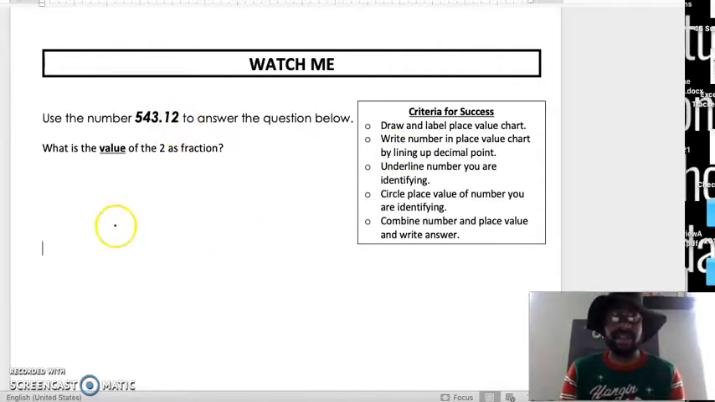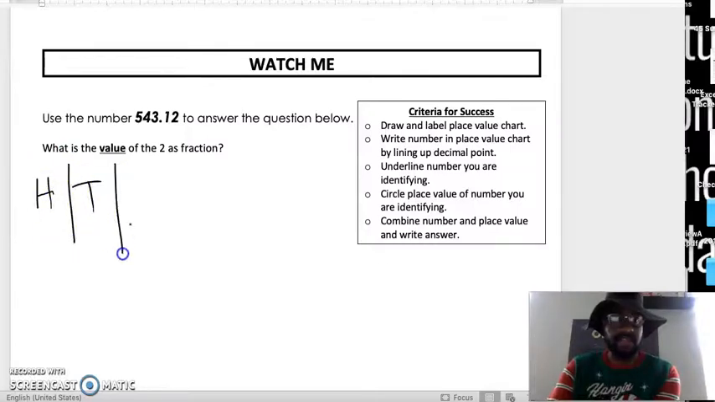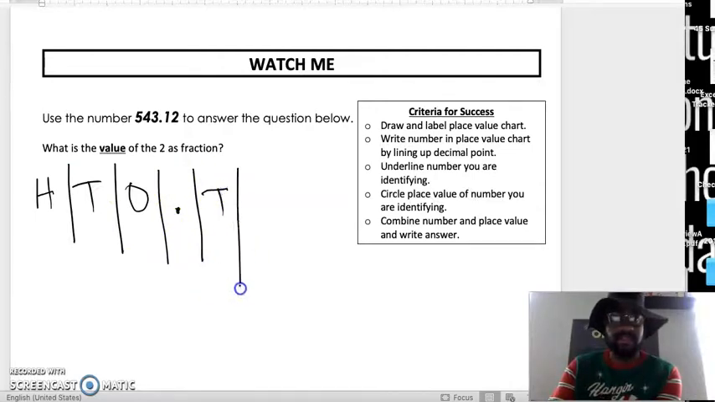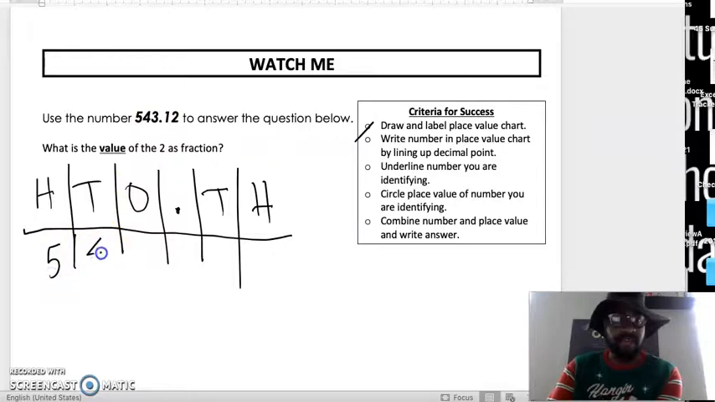So I'm going to go through my steps. First step is to draw and label my place value chart. So hundreds, tens, ones, a decimal point, tenths, then hundredths. Cool. Step 2 says write the number in the place value chart. So I'm going to write this number 543.12. So that's the number I'm looking at.